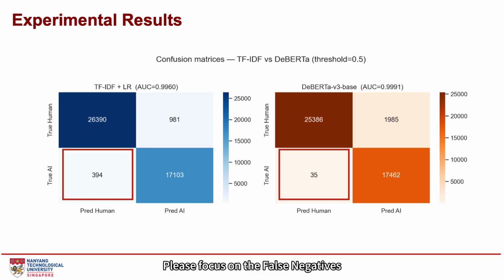Please focus on the false negatives. The number of AI-generated essays mistakenly classified as human-written. Facing the exact same test distribution, the traditional TF-IDF model missed 394 AI essays. In stark contrast, DeBerta missed only 35. This is a massive tenfold improvement.